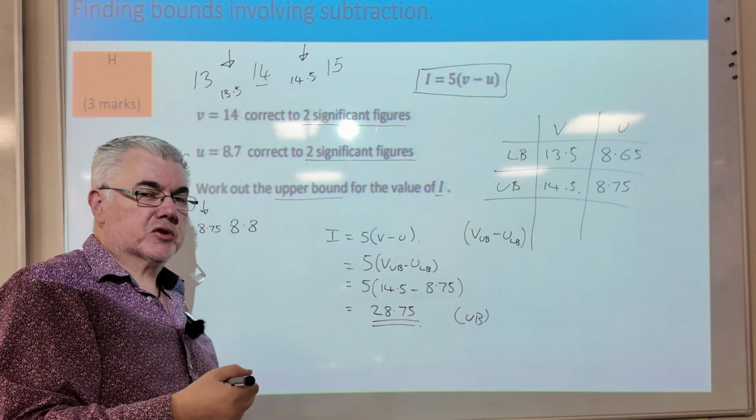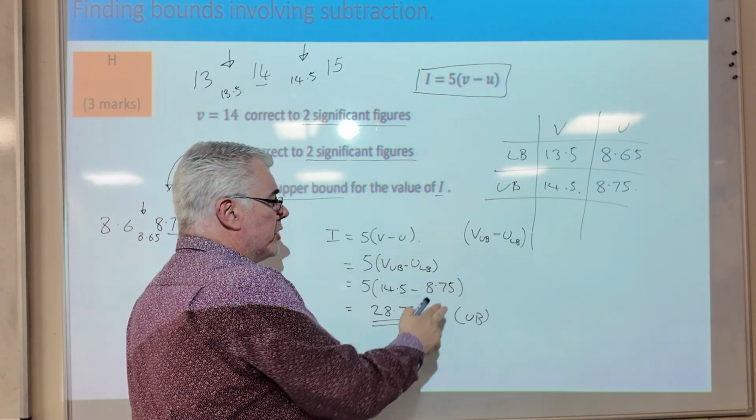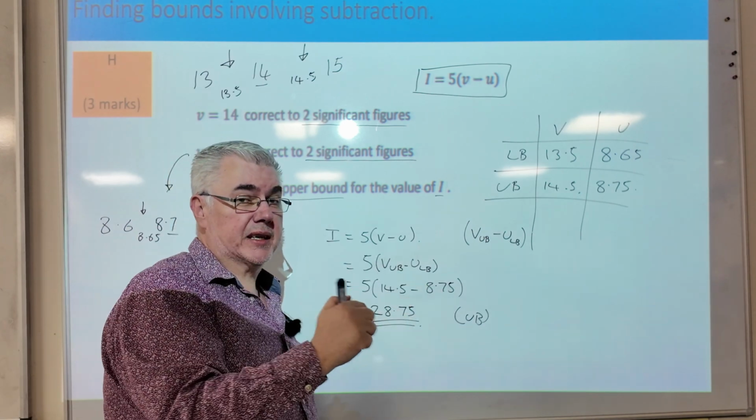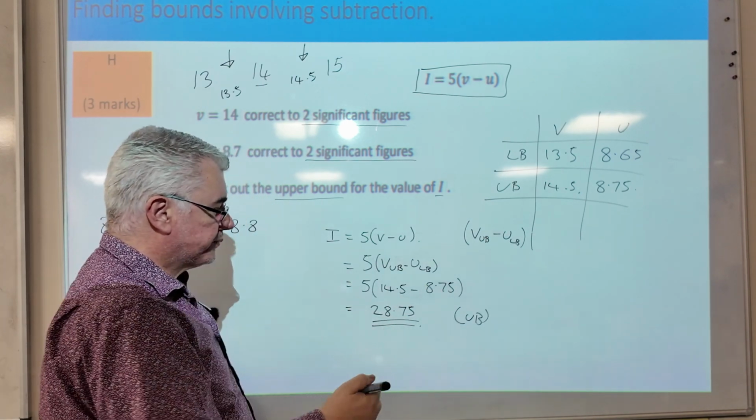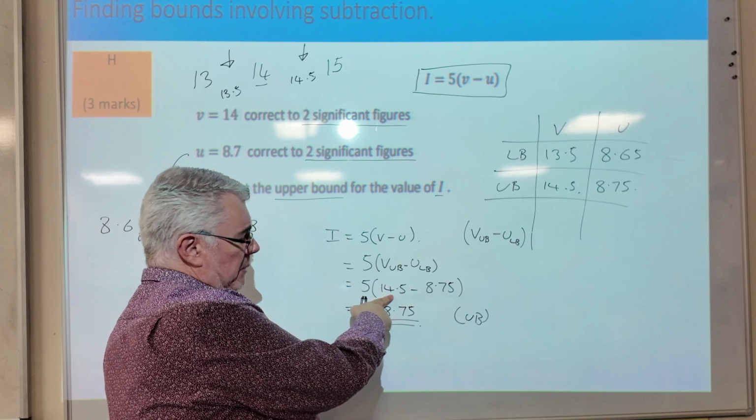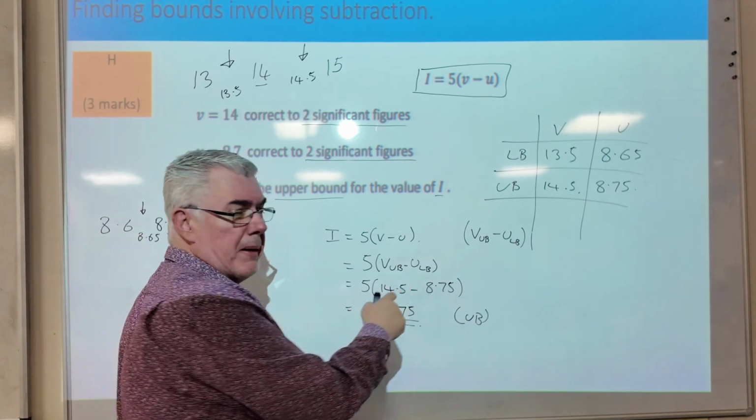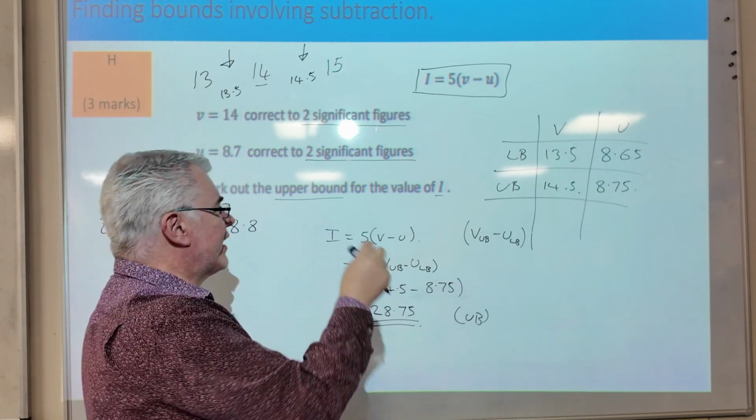So be careful when you subtract. When it's a subtraction and you want the upper, you want the thing you're taking away to be as low as it can be. If I wanted the lower bound, I'd have picked the lower bound for this and the upper bound for that. So always give it a think on this type of question.